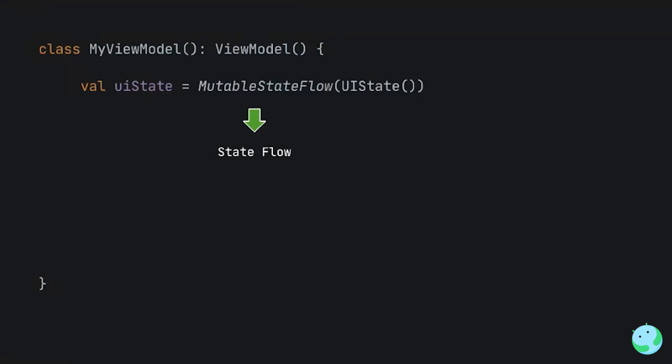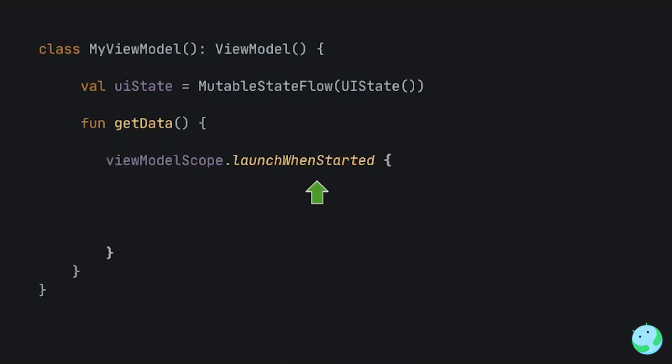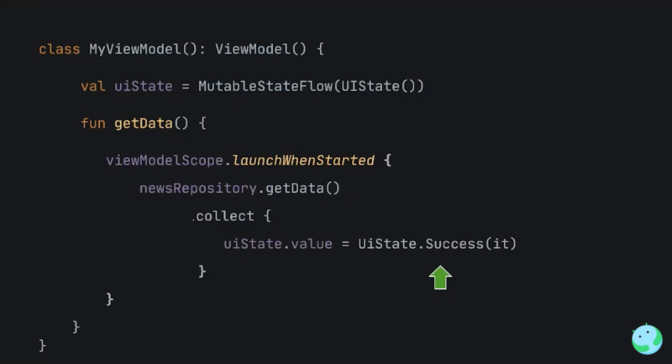So a state flow is what I'm going to use, and I'm going to specify a default state, which could be loading, for example. And what I'm going to do is launch a coroutine in the view model scope, launch when started. Inside of there, I may have some repository where I tell it to get me some data. And then I collect from this repo. When I get the data back, I'll process it, create the UI state, which could be an error or a success, and give it to my UI state flow. So this is how you have something emit. There's also an emit method that you could call on the state flow.